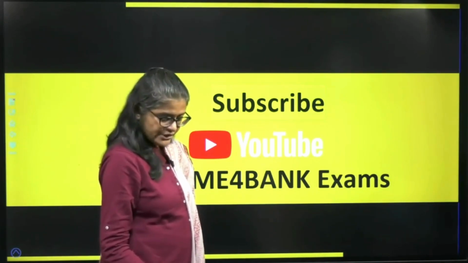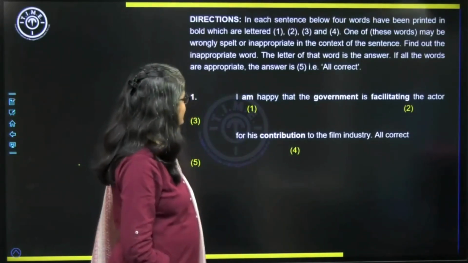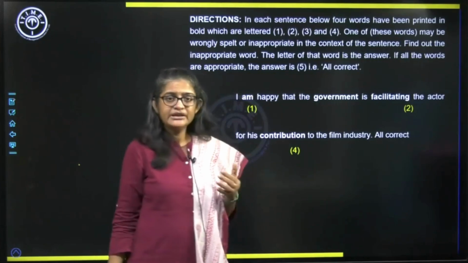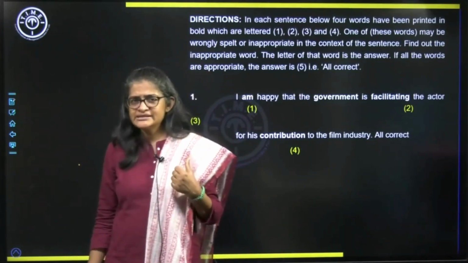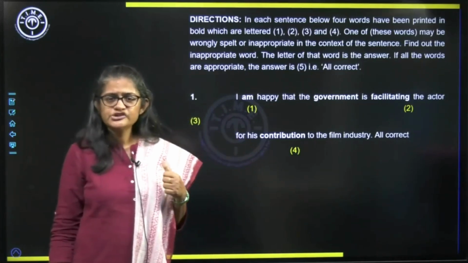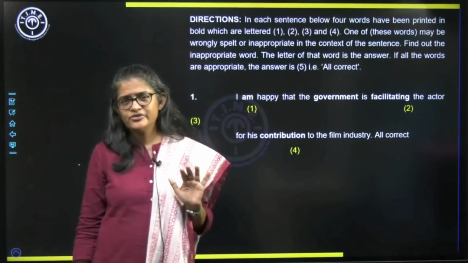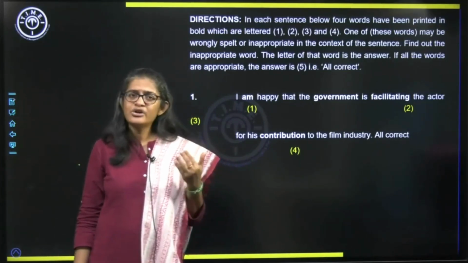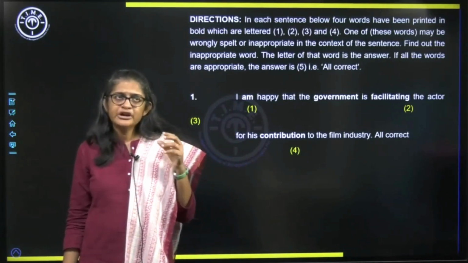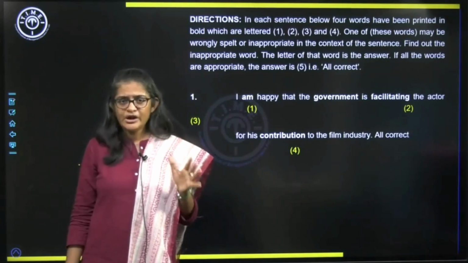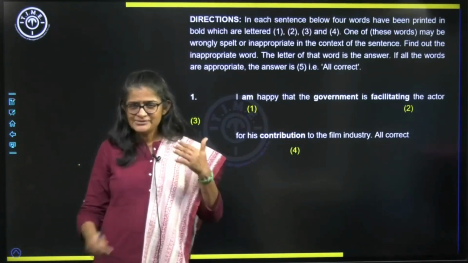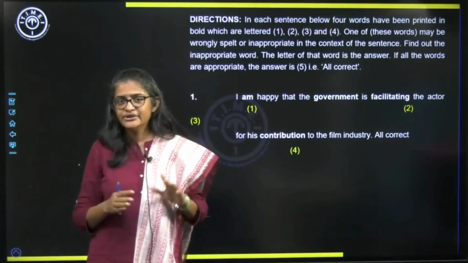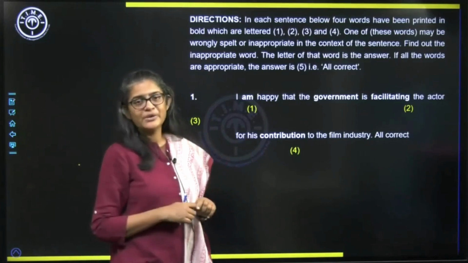Okay, so now let us get to our question types straight away. Normally in these incorrect, inappropriate usage questions, you get simple words that you're very familiar with. There might be a spelling error or there might be a contextual error in one of the words. That's it. So that's why I'm not going into much theory for this particular question type.